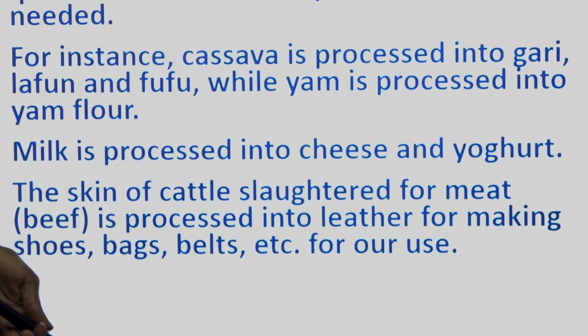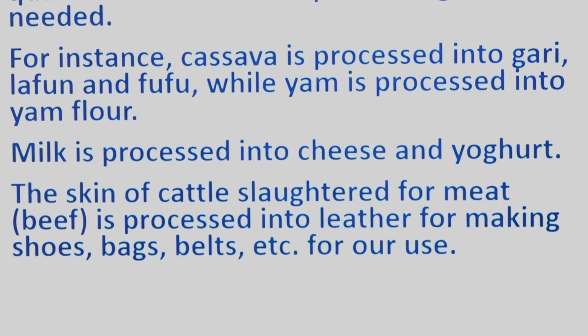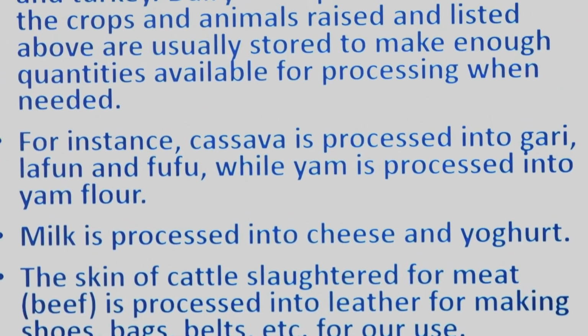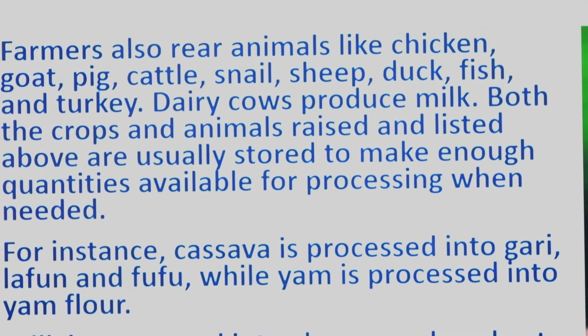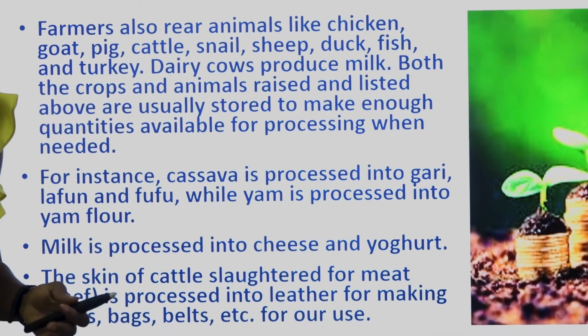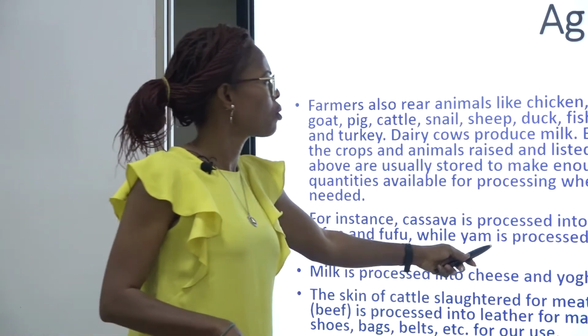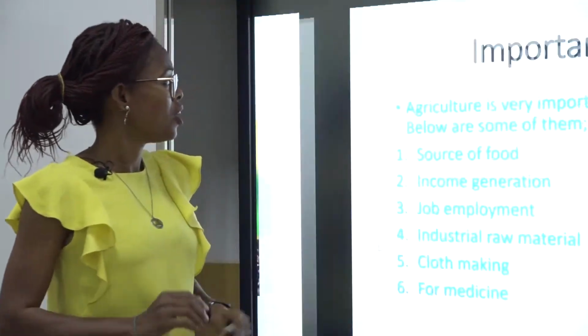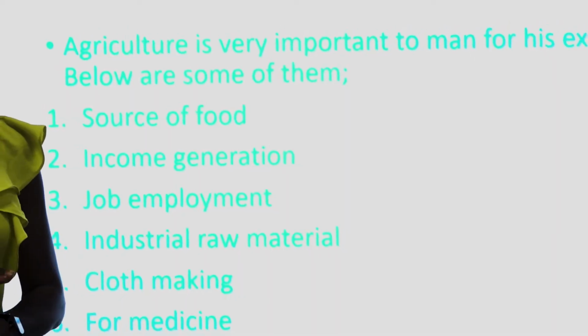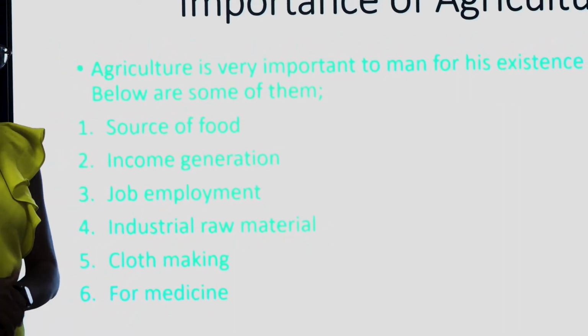The skin of cattle also, the bags, lovely shoes mommy buys for you that you take to school, they are all gotten from where? Animal skin. And these animals are reared by agriculturists or farmers who make them into bags, belts for our own personal use. Even the clothes we wear are all gotten from where? Agriculture. Now, from all these points, you might be thinking of the importance of agriculture.